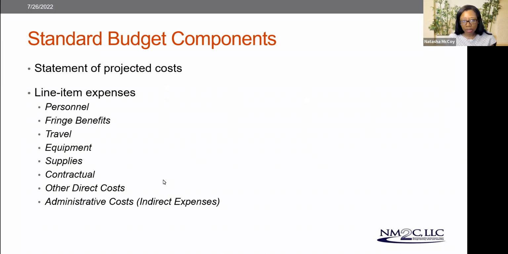Talk about standard budget components. The statement of projected costs, you want to make sure that's included somewhere in your narrative. Make sure that in your narrative, it explains this is how much money we're asking you for. And you can go into your budget explaining line item expenses by personnel, fringe benefits. Now those are the taxes and benefits offered to your staff, paying the respective FICA and other requirements.